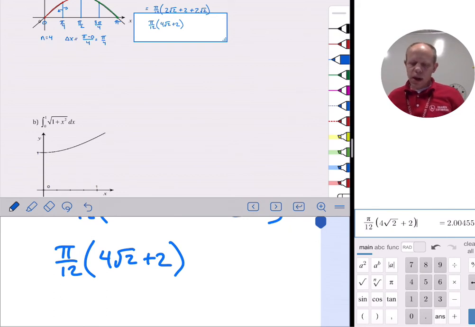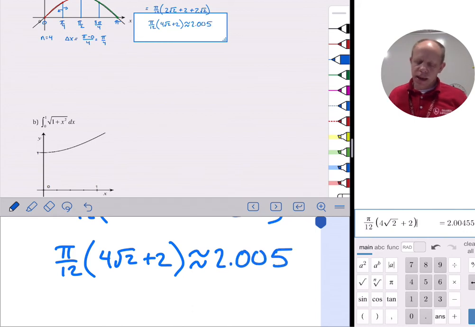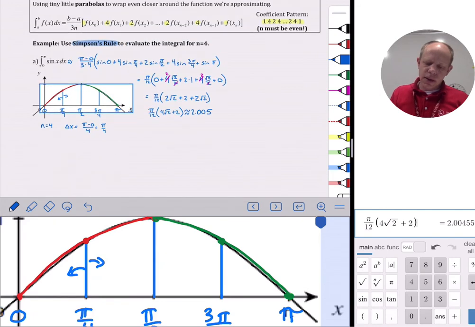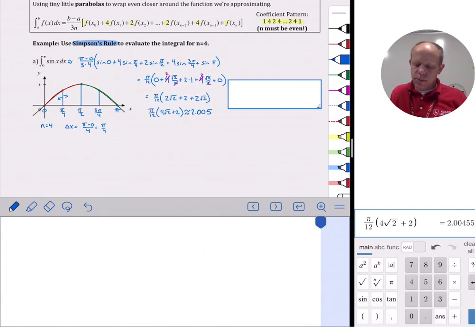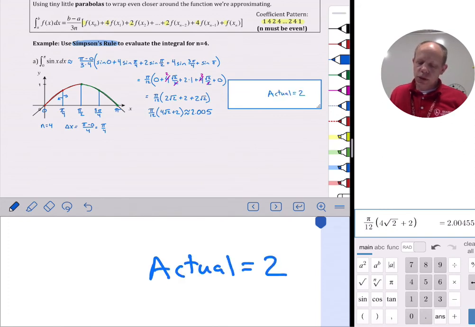And you can see our approximation is now going to be 2.005. So the way these parabolas shape up, it's a little bit of an overestimate in this case. And if you remember what our actual was before, the actual was 2. And so we're within 5 thousandths just by splitting this into 4 intervals. And so Simpson's rule is a really, really good approximation of this definite integral.